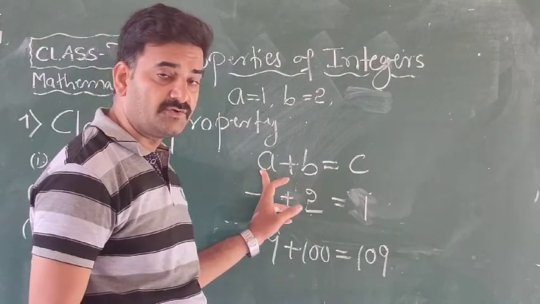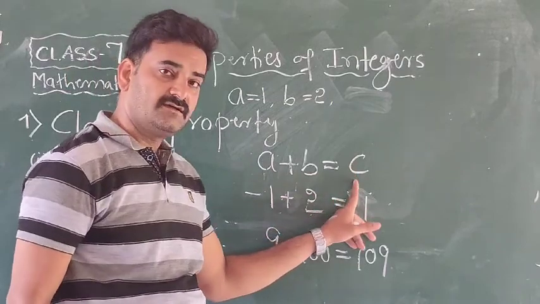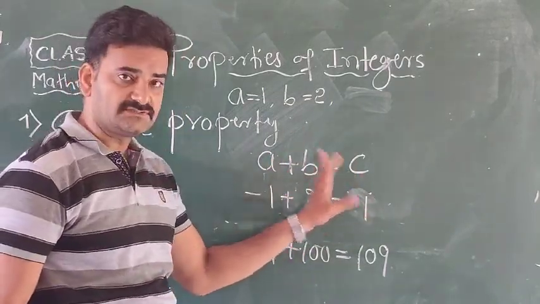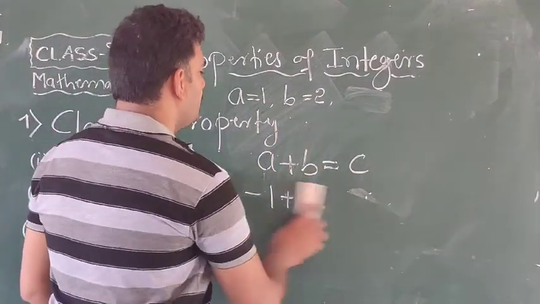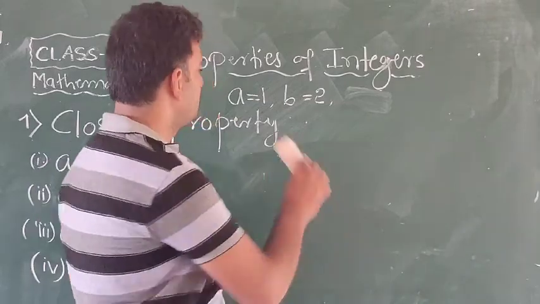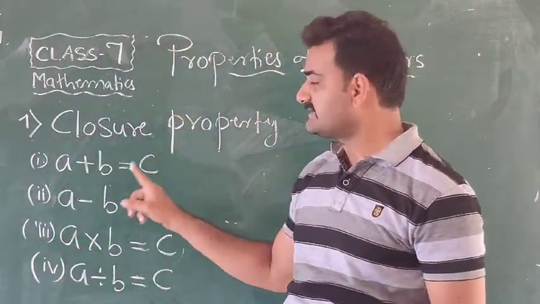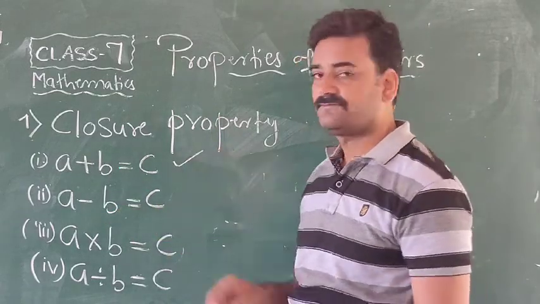That is, when I am going to add any two integers, I am getting one more integer. That's why a plus b is equal to c. In the same manner, that means closure property satisfies under addition. So it holds good.